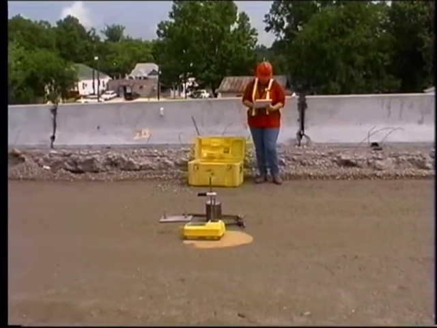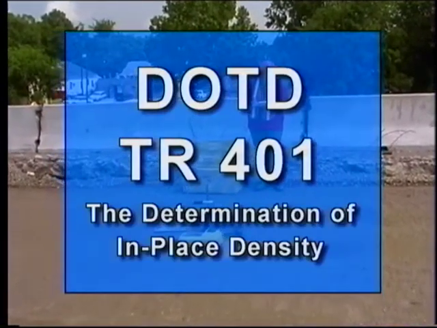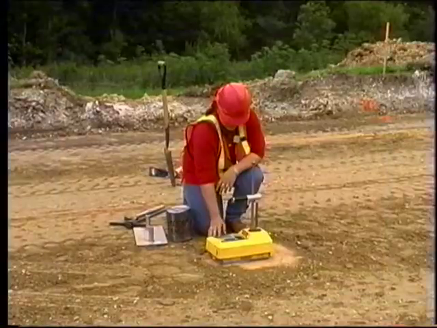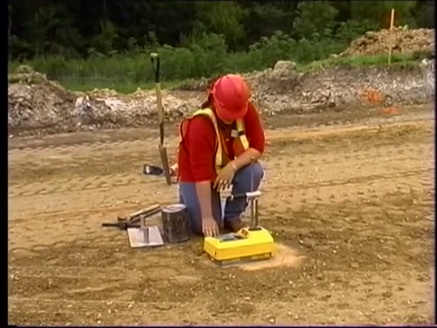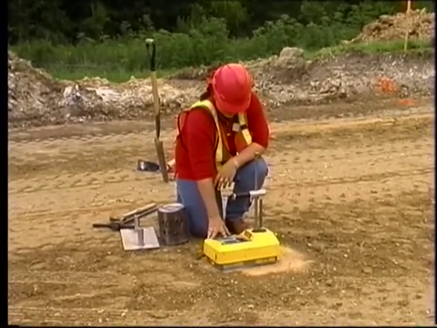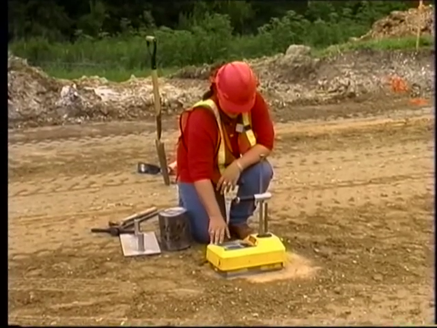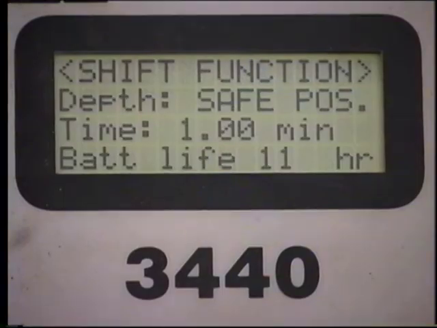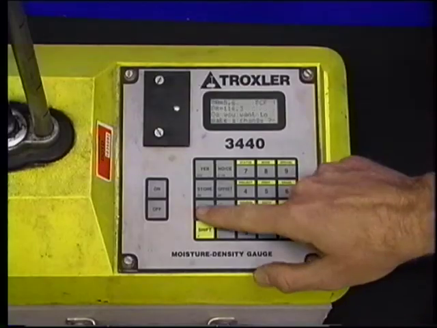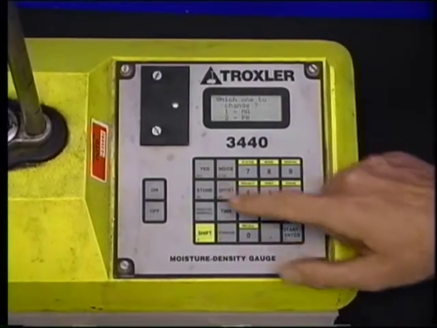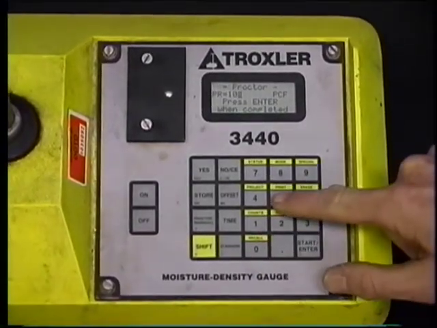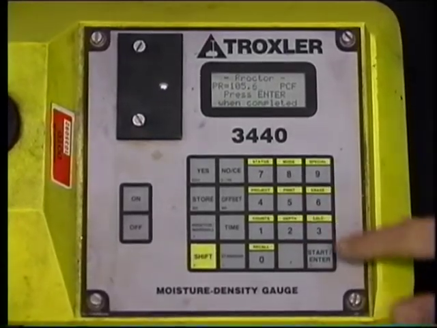The testing procedure used for the nuclear method is DOTD TR401, the determination of in-place density. When using a nuclear device to conduct in-place density tests, the testing method corresponding to the device model number must be used. This video will discuss Method A of this test procedure, which covers the Troxler Model 3440 nuclear device. We will go through the test procedure step by step, but first, we will discuss a few safety precautions you must take whenever you are operating, transporting, or working near a nuclear device.